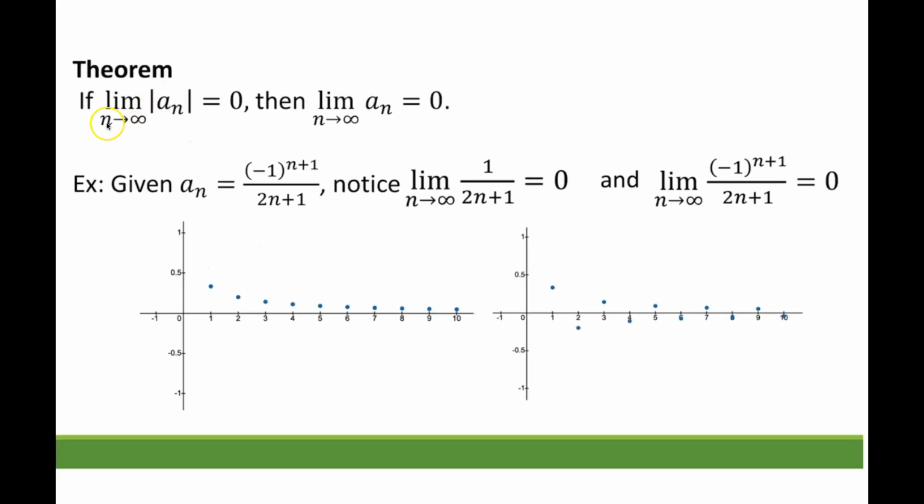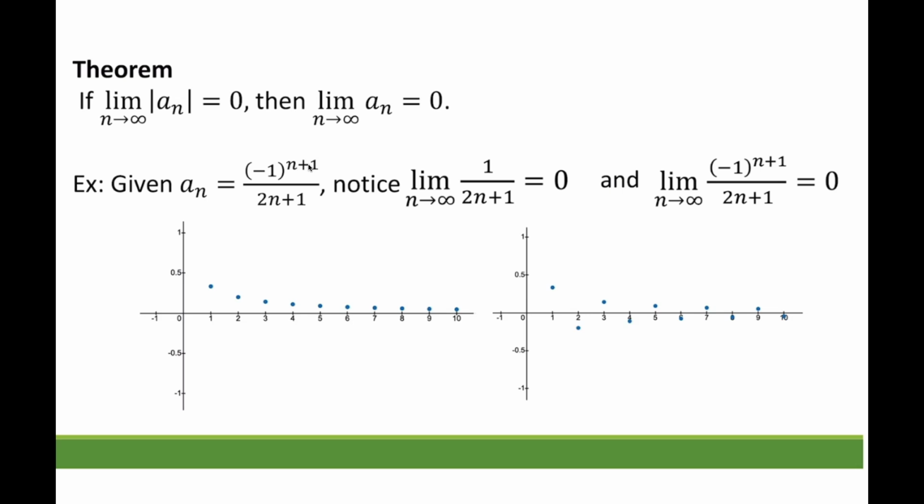Now we have another helpful theorem. If the limit as n approaches infinity of the absolute value of a sub n equals 0, then the limit as n approaches infinity of a sub n equals 0. So this is going to help us when we're looking at sequences that have some negative terms. So let's say we have the sequence a sub n is equal to negative 1 to the n plus 1 over 2n plus 1. Because we have this negative 1 to the n plus 1, we know our terms are going to alternate in sign. Some are going to have negatives in front.